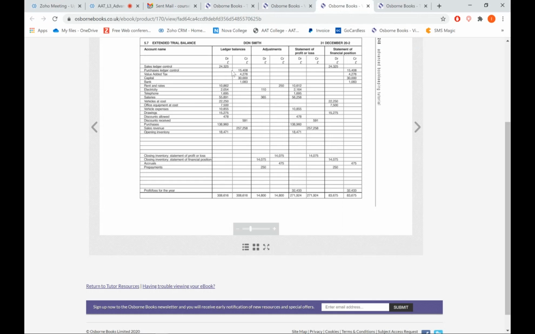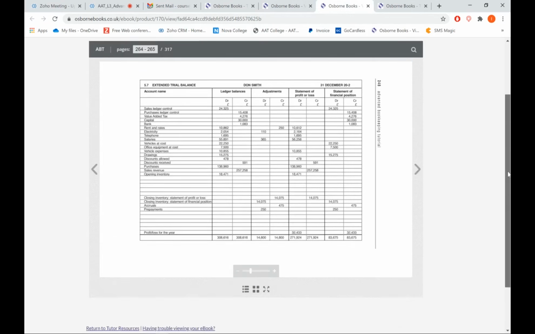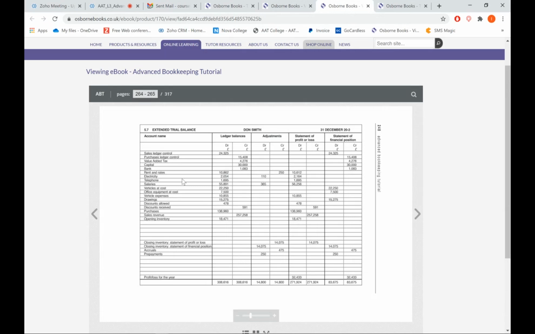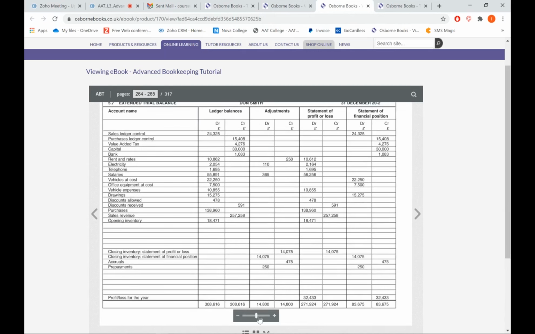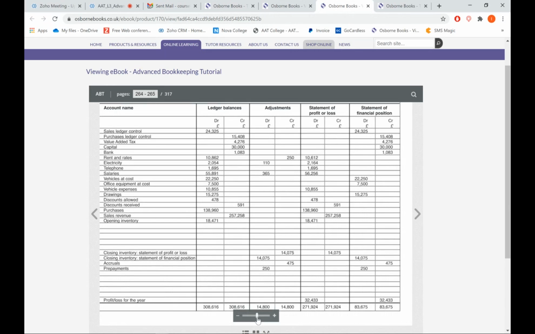So we see here sales ledger. Where should it go? Sylvia, should it go to P&L or statement of financial position? Sales ledger. The first one. Sorry, I can't see very well that one. Statement of financial position. Yeah, financial position. Okay, let me make it a little bit bigger. Now it's better, yeah.